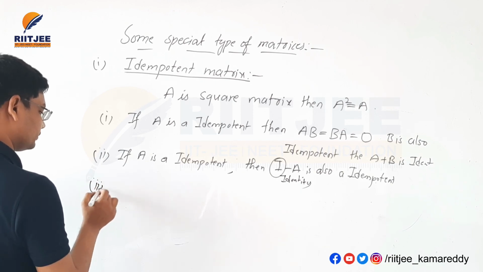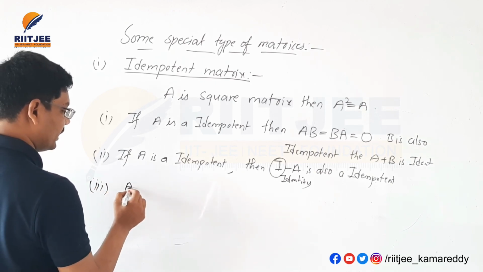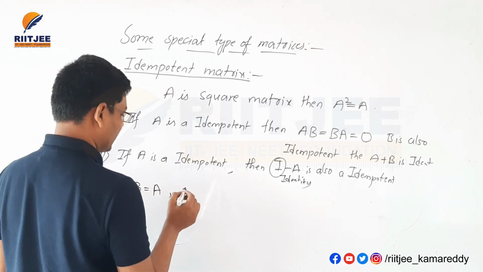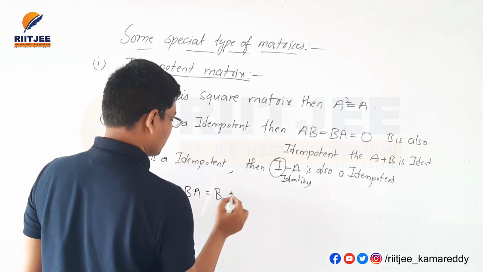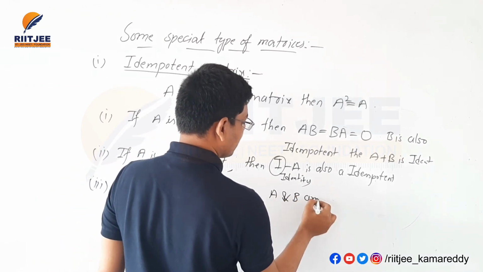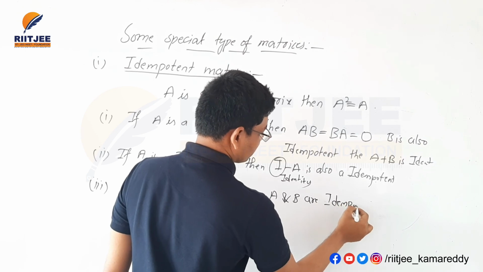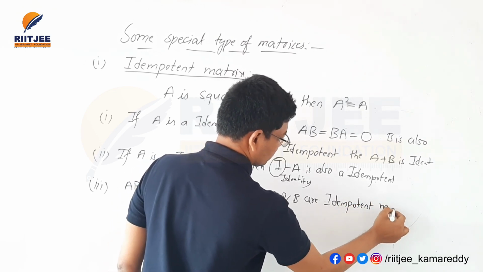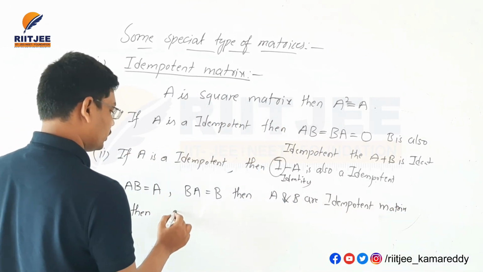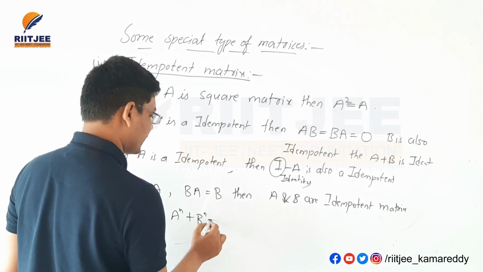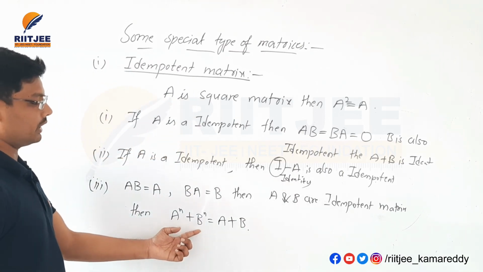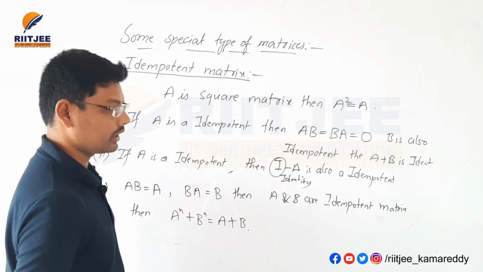Next, the third one. Here, AB is equal to A: the multiplication of A into B matrix is equal to A, and B into A matrix is equal to B. Then A and B are idempotent matrices. Then A to the power of n plus B to the power of n is equal to A plus B. Directly you can say, if the powers of A and B are equal, the sum is also equal.